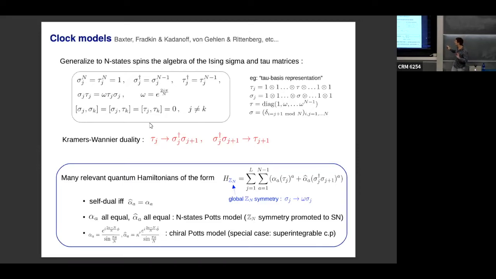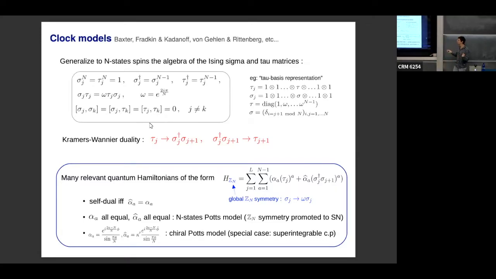I won't say much, but just to give you a flavor of what a typical Hamiltonian looks like, if you want nearest neighbor interaction, it's going to be the sum of terms here, which are different powers of sigmas or taus with different coefficients. We call them clock Hamiltonians because they have a clock symmetry or Zn symmetry. Namely, if you multiply all sigmas by omega, you can see that the Hamiltonian remains invariant. So that's the basic symmetry of the models.